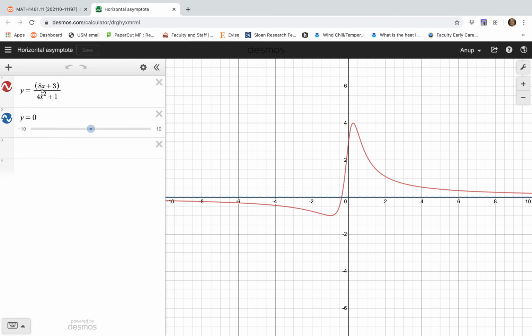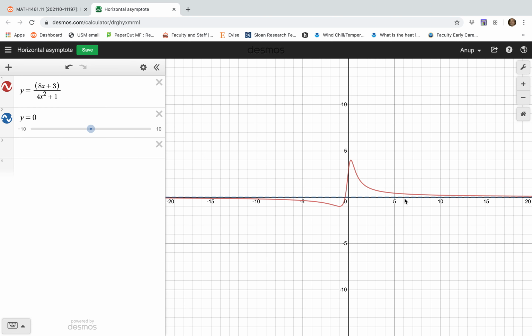So I have a function here. This is again a rational function, where we have a polynomial in the numerator and 4x squared plus 1 in the denominator, right? And this is the graph of that. You can see I have a straight line here, y equal to 0, that dashed line. Whenever x is getting larger and larger, the function is getting closer and closer to that line, y equal to 0.